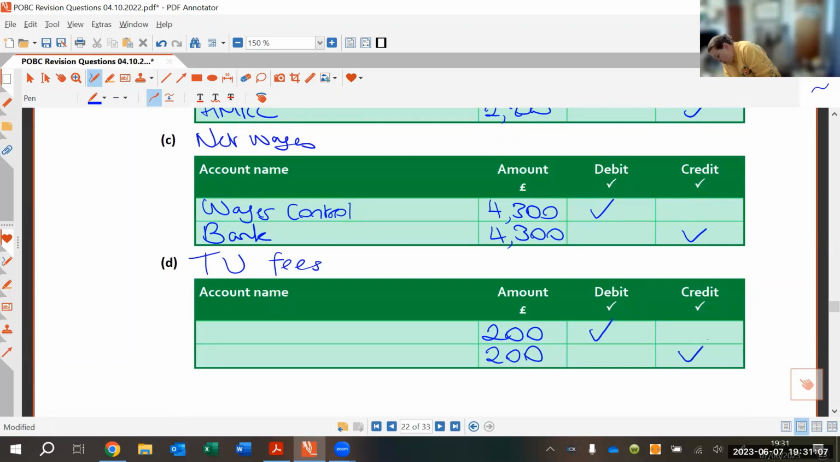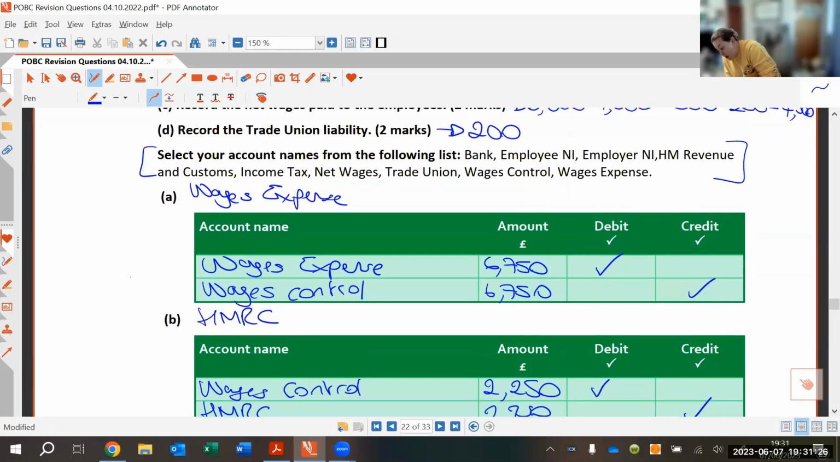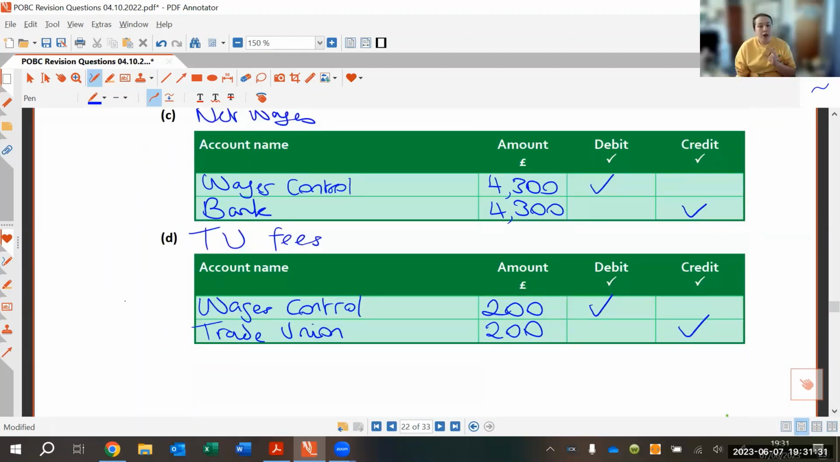What are we debiting, what are we crediting on that one? Yeah, another wages control debit. We're spotting a pattern here, aren't we? And then trade union fees or trade union liability, whatever they call it. Just trade union, for about £200.